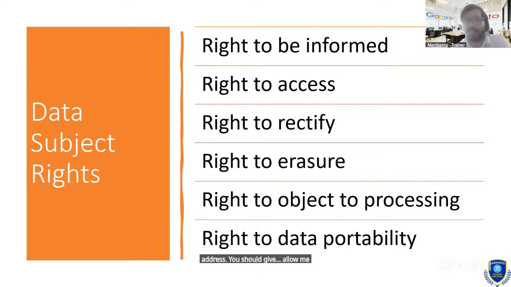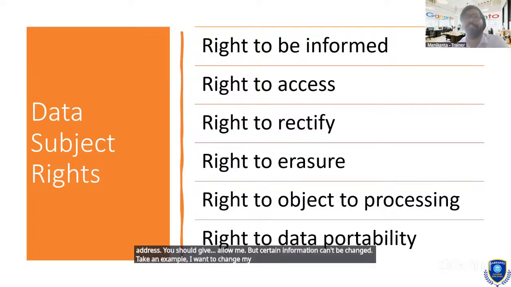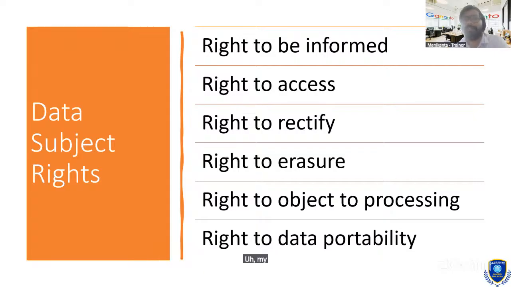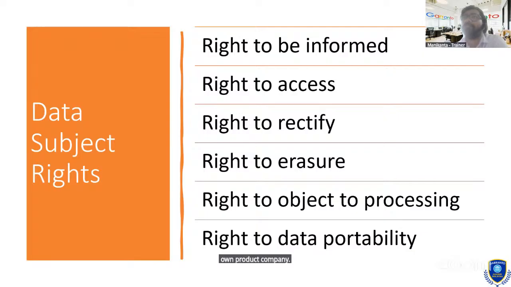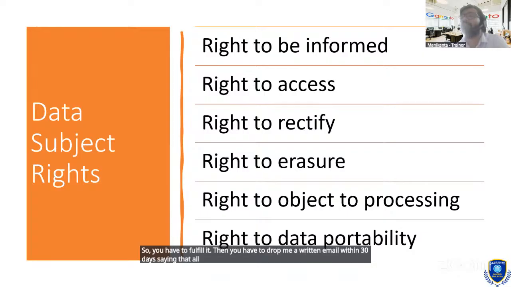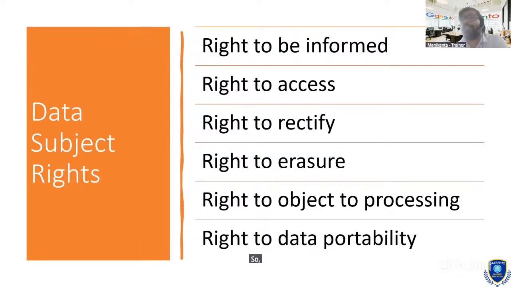But certain information can't be changed. Take an example, I want to change my biometric. I want to change my social security number. If it is incorrect, it's okay. Okay, that is called the right to rectify. Then there is one more option, erase. I'm a customer of your phone product company. I want to delete all my data which is stored in your phone product company. So you have to fulfill it. Then you have to send me a written email within 30 days saying that all the data collected on me is now deleted. So then there is one more option.